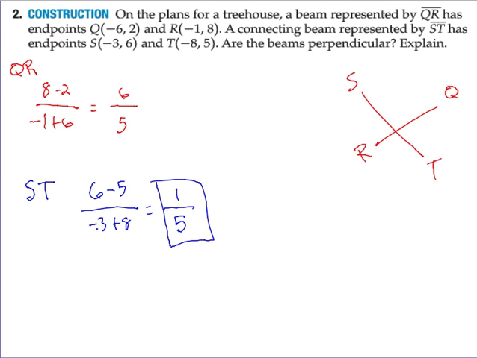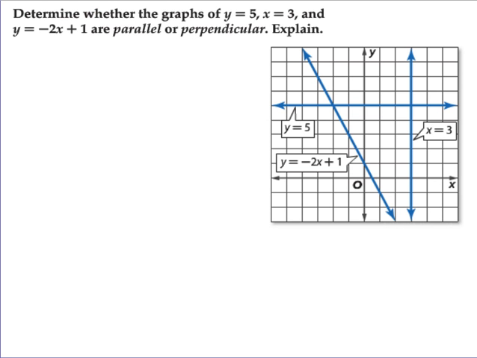All right, just a couple more examples. Determine whether the graphs of y equals 5, x equals 3, and y equals negative 2x plus 1 are parallel or perpendicular, and explain. Anytime we have equations that look like these, we know right away what the slope is. They're in a form that lets us know automatically what the slope is.